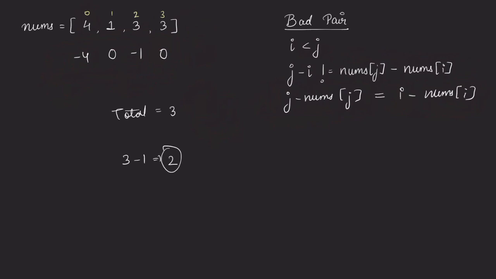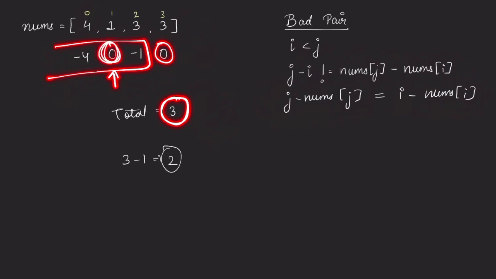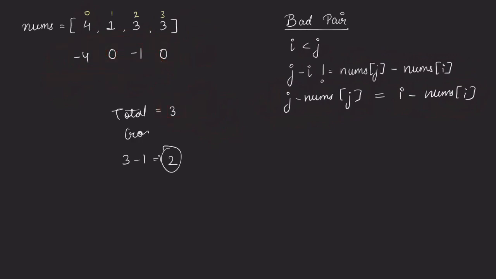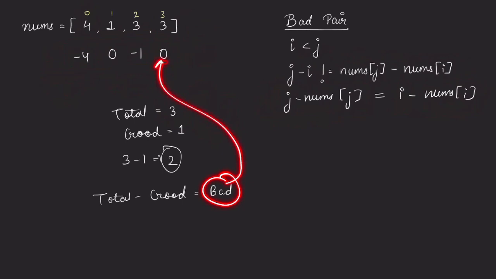Correct? So for this element, we had total 3 elements and the good pairs were only 1. Why 1? Because the frequency of 0 is 1 towards its left. So total is 3, number of good pairs is 1. So I did total minus good, and that gave me the number of bad pairs for this particular index, right? If we do this process for all the elements, we will be able to identify the total number of bad pairs in order of n time, right?